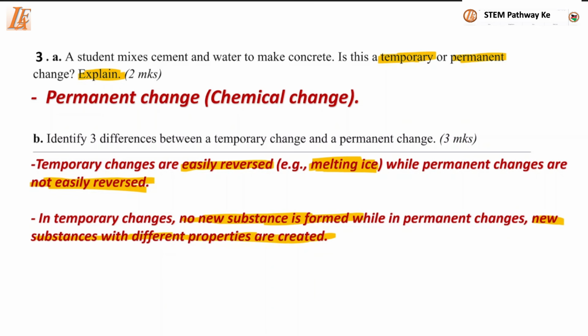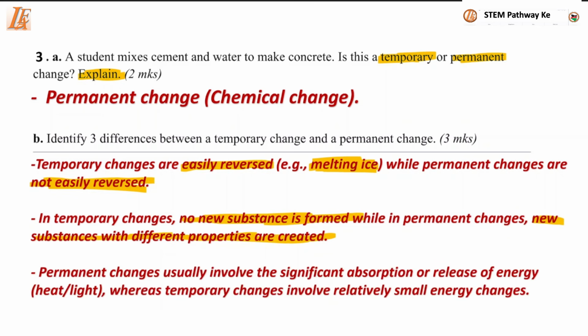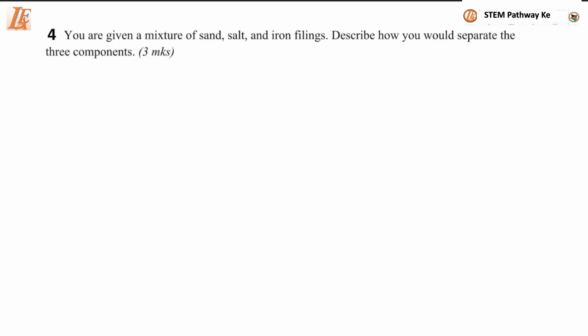Then another difference is that permanent changes usually involve a significant amount of heat being absorbed or released, while for temporary change, there is no heat, or only a very small amount of heat energy is absorbed or released.